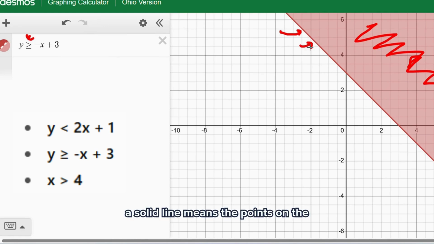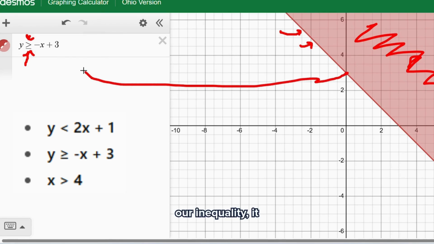And a solid line means the points on the line are part of our solution. And why is it a solid line? Because it has an equal sign under the greater than sign. For example, if you plug in any number on this line into our inequality, it makes the inequality true.